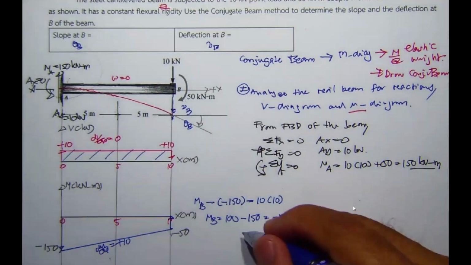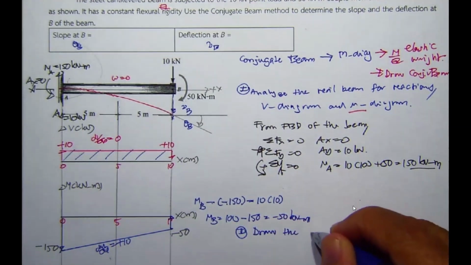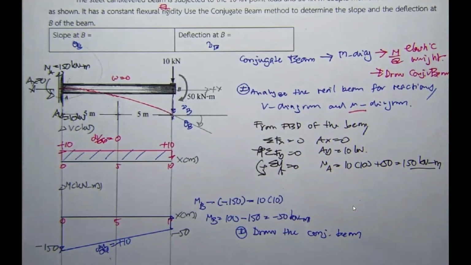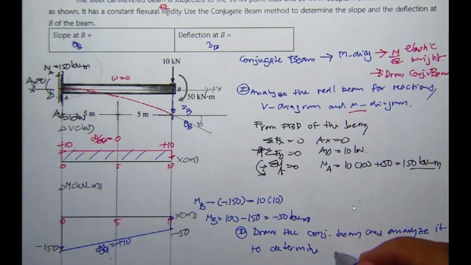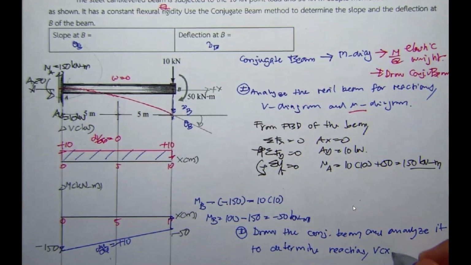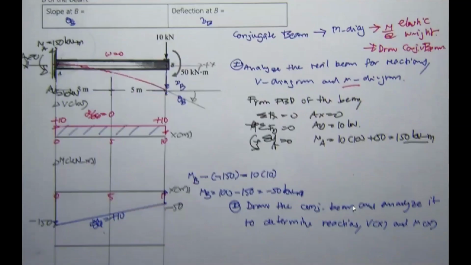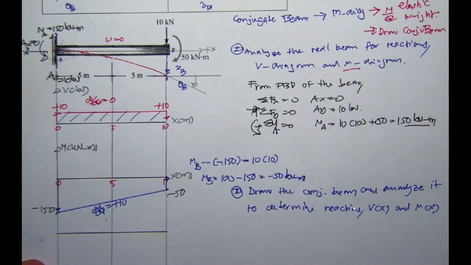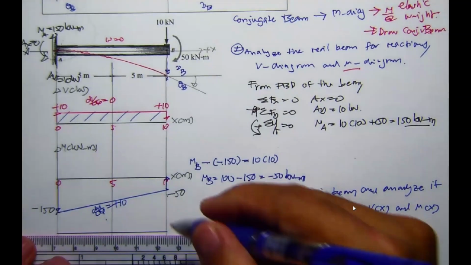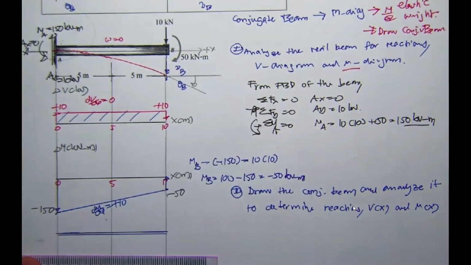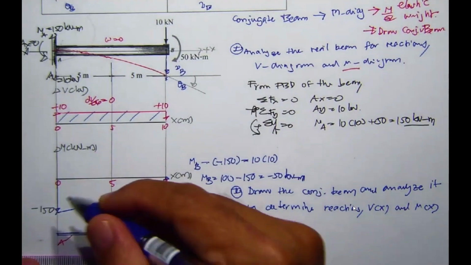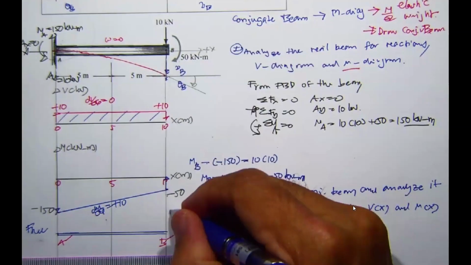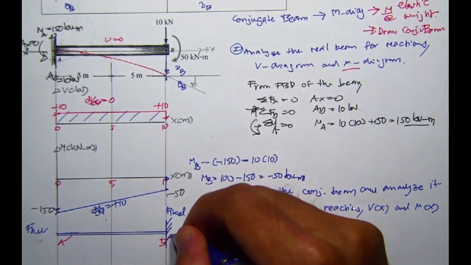Now, you go to the second step: draw the conjugate beam and analyze it to determine the reactions, V sub x and M sub x. Now you are going to use the concept: fixed changes to free, free changes to fixed. The conjugate beam is here. Point A changes to A prime, point B changes to B prime. The fixed changes to free, the free changes to fixed. So this is going to be the conjugate beam.